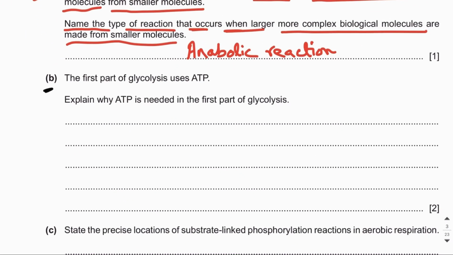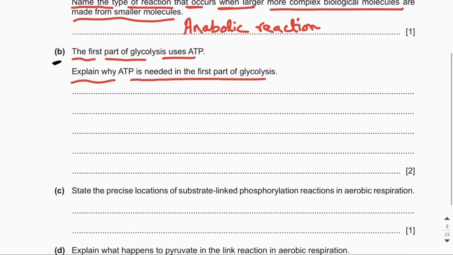Let's move on to part B. The first part of the glycolysis uses ATP. Explain why ATP is needed in the first part of glycolysis. So we discussed this in the video lecture of glycolysis, that ATP is needed in the first part of glycolysis in order to provide activation energy to the glucose so that it can split.